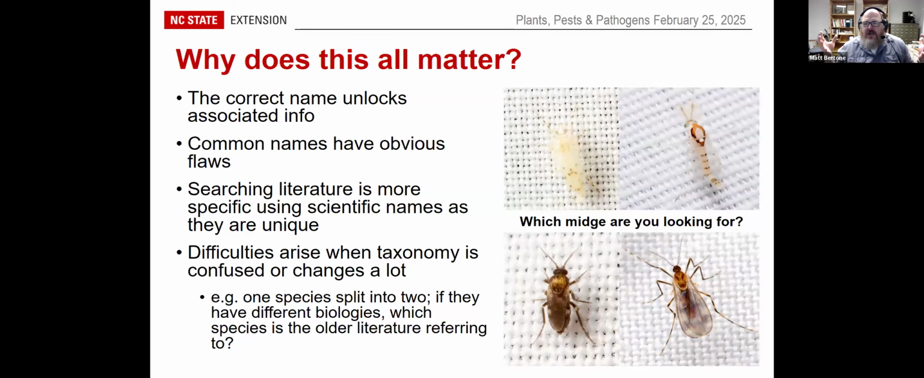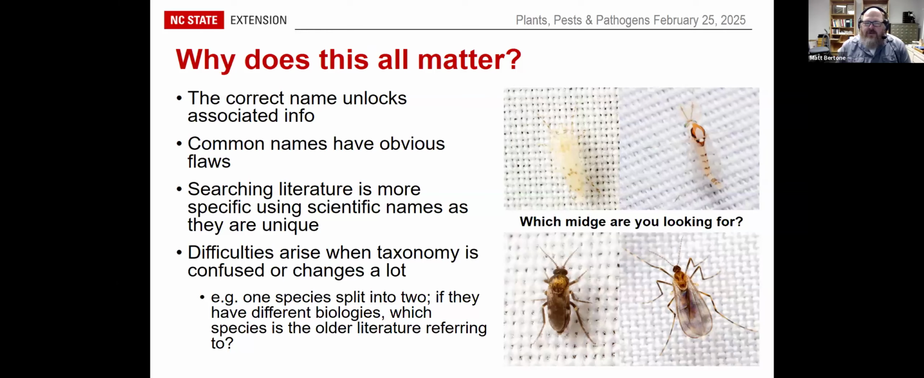So you might be asking, okay, why does this all matter? And you might be asking practically, what does it matter to me? So this is really important because the correct name unlocks the associated information. So if you're saying, I want to know about midges over here on the right, there are 4 different types of flies here that you could technically call midges. But which one are you looking for? Which one do you need to know about? Because some are biting, some are not, some are plant feeders, some are things like that.